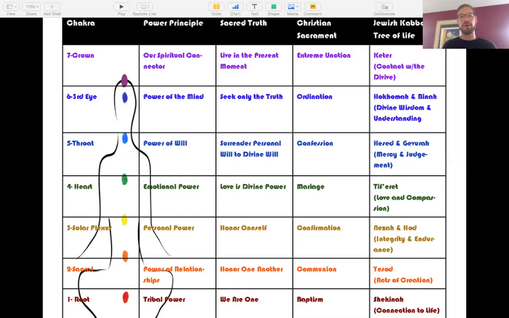We want to get to the point where we're fully able to honor ourselves. And this is the sacrament of confirmation. And the Kabbalah tree of life has to do with integrity and endurance.